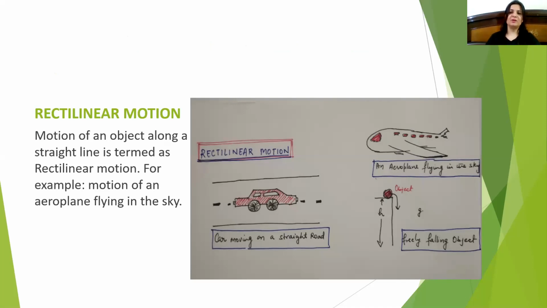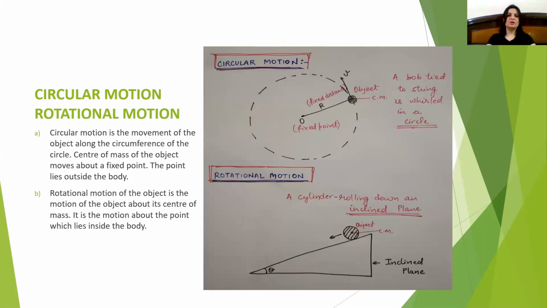Second, an aeroplane is flying in the sky. This is again an example of rectilinear motion. Third, a freely falling object. In this case, the object is falling freely under the gravitational force of Earth. So this is also an example of rectilinear motion. Second one is circular motion and rotational motion.